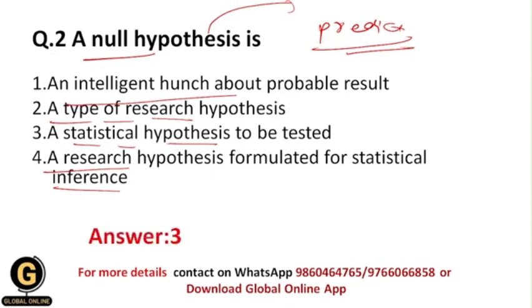This is the only hypothesis that we test in the research process, and that's why your correct answer should be 3. That is, it is a statistical hypothesis to be tested, because there are lots of research hypotheses including directional hypothesis, alternative hypothesis, which is also called a research hypothesis, statistical hypothesis, simple hypothesis, composite hypothesis, but there is only one hypothesis, which is the null hypothesis, and that is only tested in the whole research process, not any other kind of hypothesis. And that's why your correct answer should be 3.